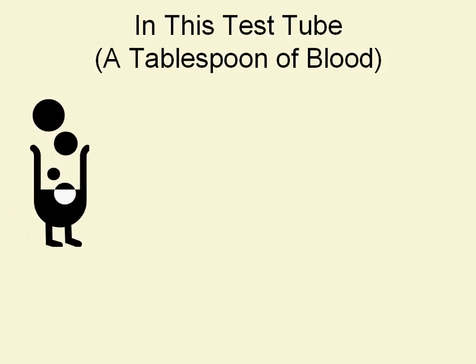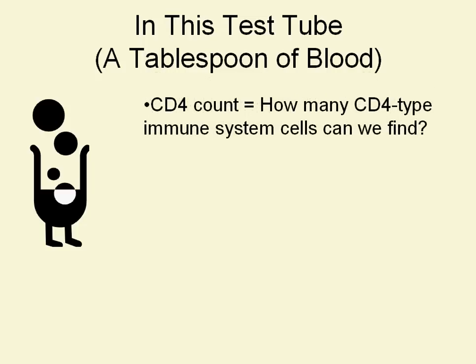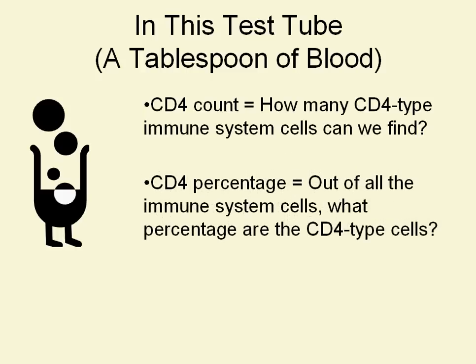So let's look at this test tube of blood. This is a tablespoon. When we want to do the CD4 count or the absolute count, we want to see how many CD4 type immune system cells we can find. When we look at the percentage, we want to count all of the immune system cells and figure out what percentage are the CD4 type cells.